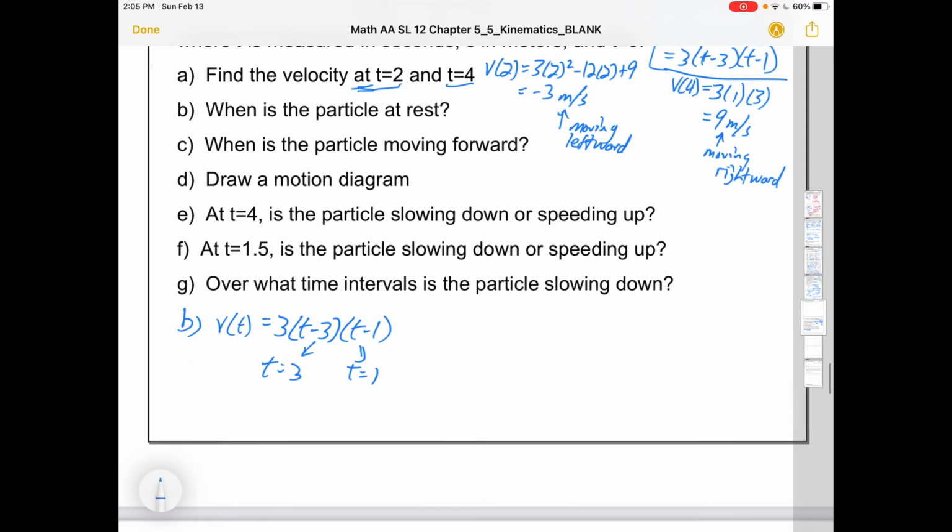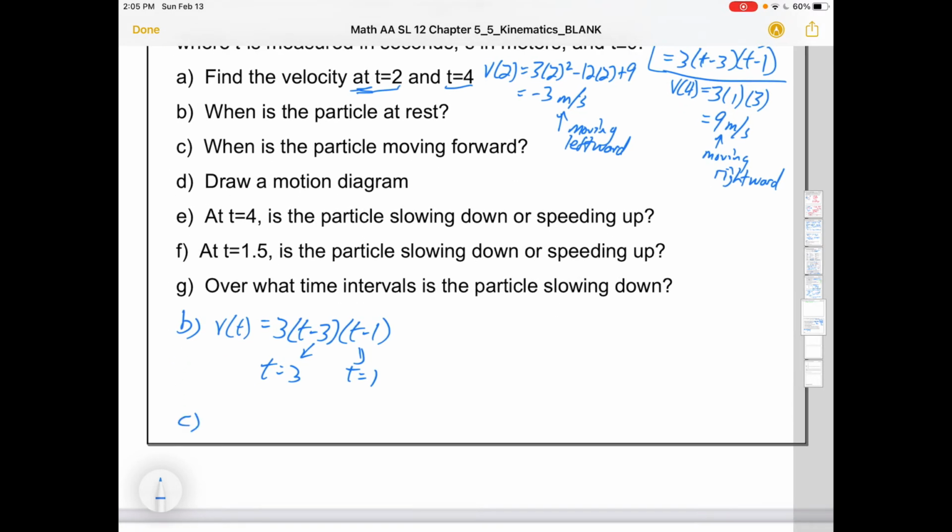This is another one of those cases where we'll want to make a sign diagram for velocity. So it can only change from moving forward or backwards at these 2 points here, or those 2 times, t equals 1 and t equals 3. Okay. And it starts its life at t equals 0. Velocity we already found in factored form is 3 times (t minus 3) times (t minus 1). Okay. So what if we put in some values in here?